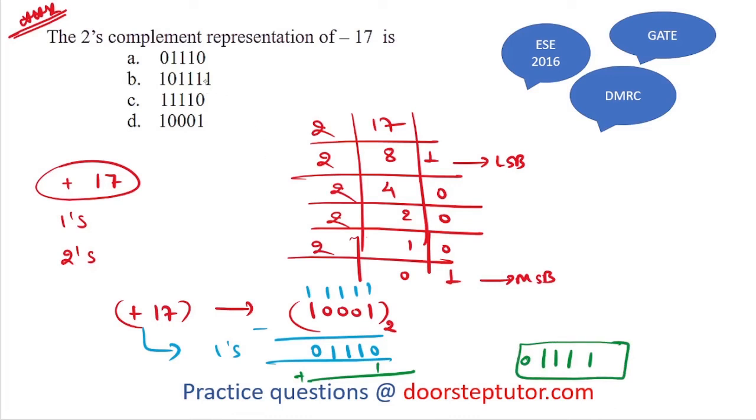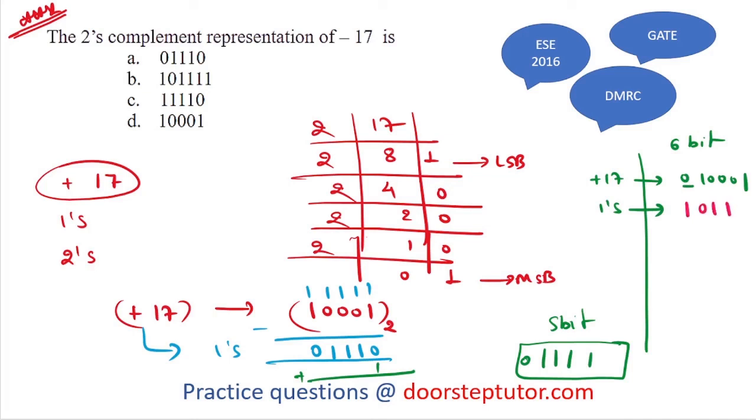But if you look at the options, none of the options matches the answer, because we are asked to find this answer in the 6-bit format. If we write the binary representation of plus 17 in 6-bit format, plus 17 can be written as 010001. An extra bit for the 6th bit can be taken as 0 here, because we want to write it in 6-bit format. Now if we find the 1's complement of this, we can directly write it by inverting each bit. So this is going to be 1, 0, 1, 1, 1, 0.